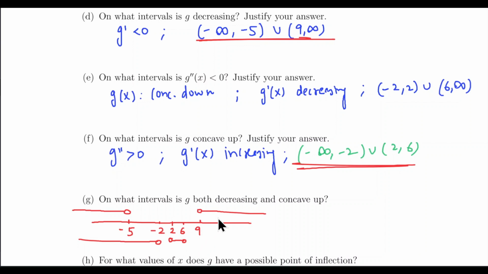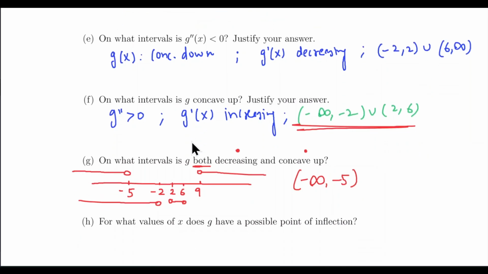Where are both of them happy? Where is the top line matching with the bottom? I think only this interval, only this piece, right? That's where both are happy. So my final answer is -infinity to -9. That's where it is both decreasing and concave up. I hope you understand.